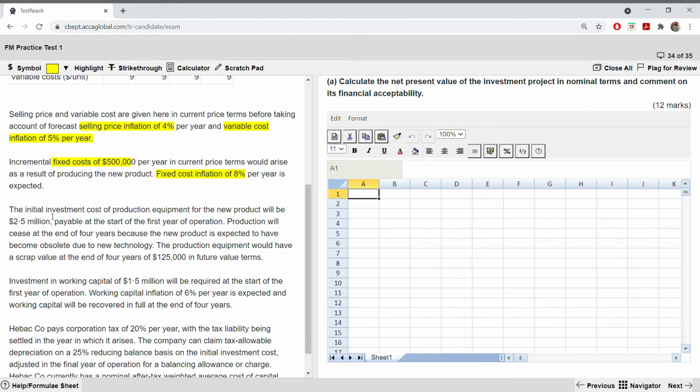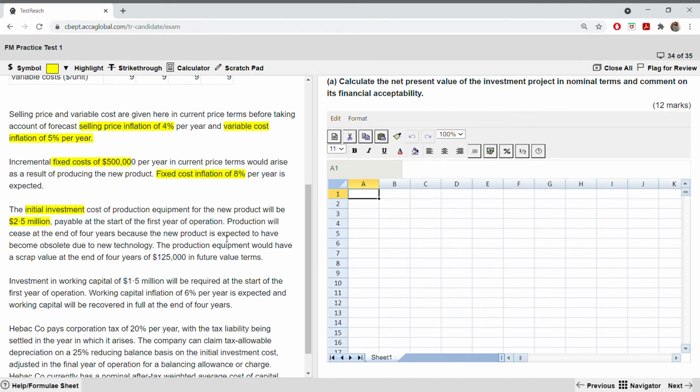The initial investment cost of production equipment for the new product will be 2.5 million. You need all this sales, the cost and the initial investment to find the net present value. It is payable at the start of the first year of operation. Production will cease at the end of 4 years. We saw that it's only for 4 years. That means after 4 years it will cease. That's what they have assumed.